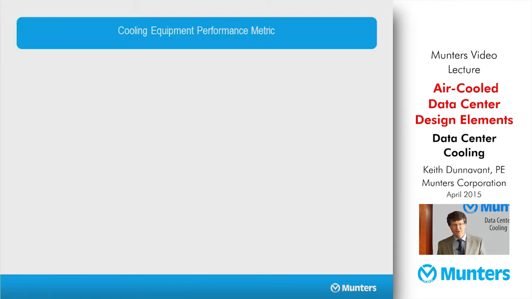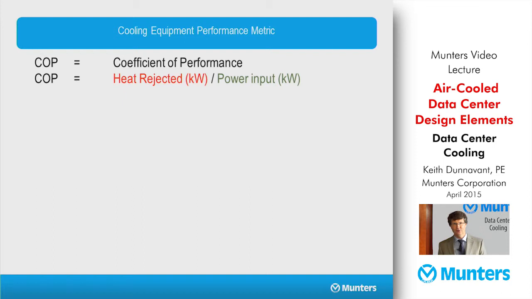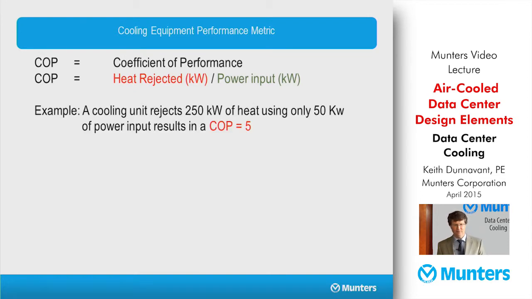It is useful to apply a metric of efficiency to your cooling equipment, and the most common metric used by mechanical engineers is the coefficient of performance, which is equal to the kilowatts of heat rejected divided by the power input to the cooling device. As an example, if your cooling unit is rejecting 250 kilowatts of heat using only 50 kilowatts of power input, then you've got a coefficient of performance of 5.